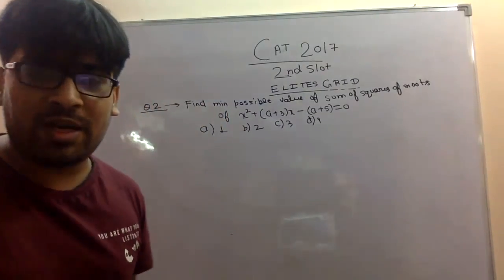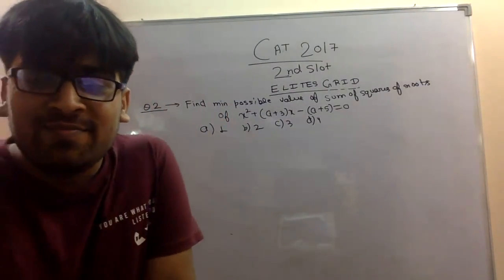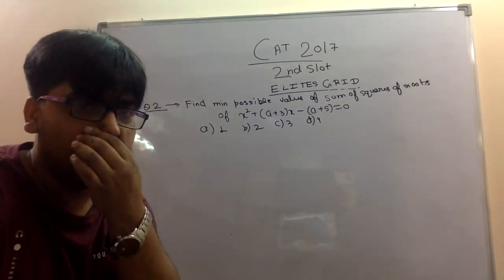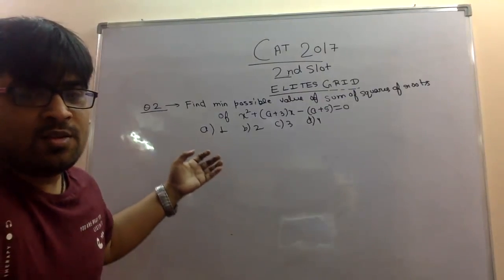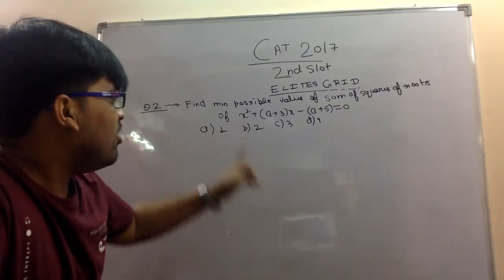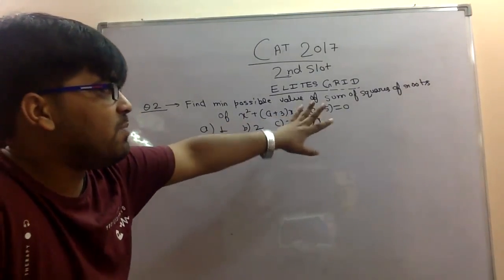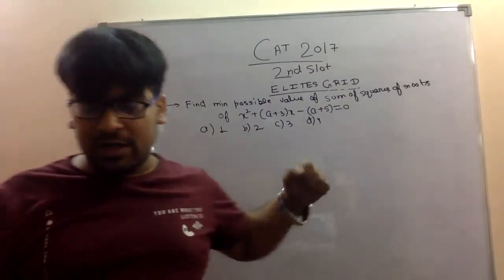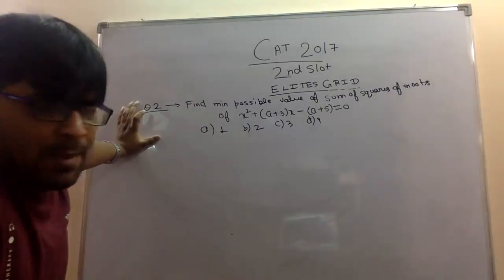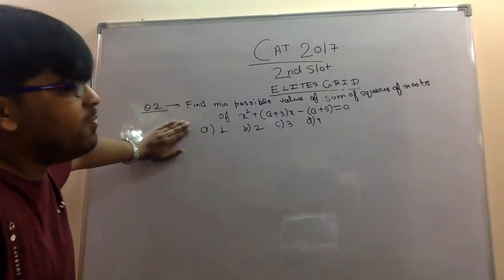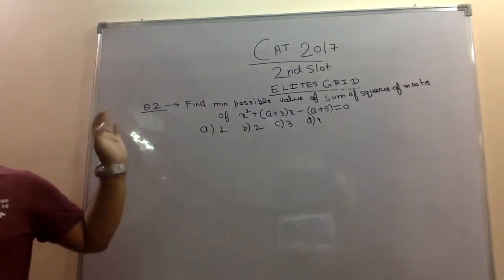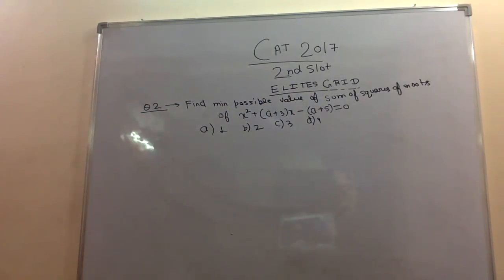फिर भी अच्छा लगता है ना बेटा, अब अपनी कुछ चीज होगी तो लिखने में मजा आता है ना. So find minimum possible value of sum of squares of roots of x square plus a plus 3x minus a plus 5 is equal to 0. We have already discussed these type of questions. CAT 2005 में भी एक इस type of question आ चुका है. This is easy but important type of question for CAT. CAT में आया हुआ 2017 second slot का, but also an important question for CAT 2018, sorry.